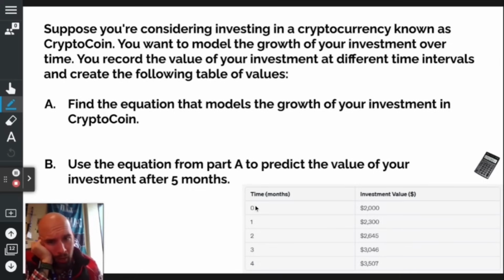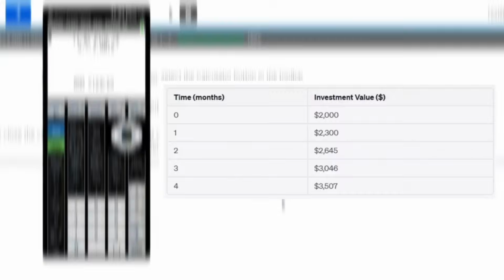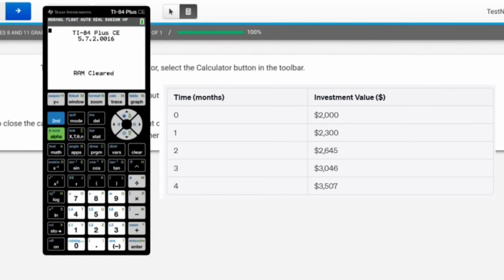So what I have is 0, 1, 2, 3, 4 in time and months. And my investment goes from 2000 to 2300 to a little bit more extra, to a little bit more extra. So it doesn't look linear. So find the equation that models the growth of your investment. Well, first things first, this isn't linear. So since it is an investment and investments tend to grow exponentially, I'm going to use exponential regression for this. All right, so we are doing a little bit of exponential regression.